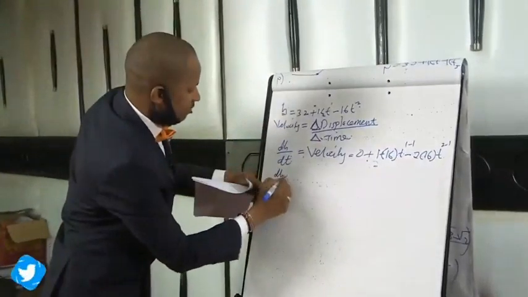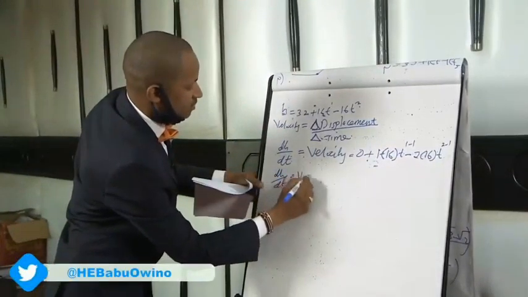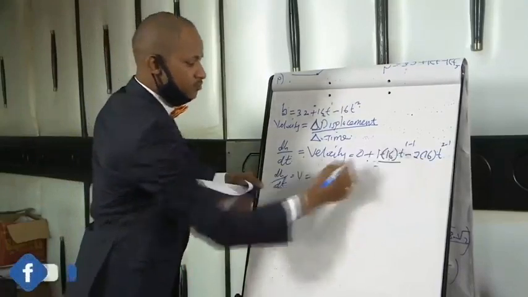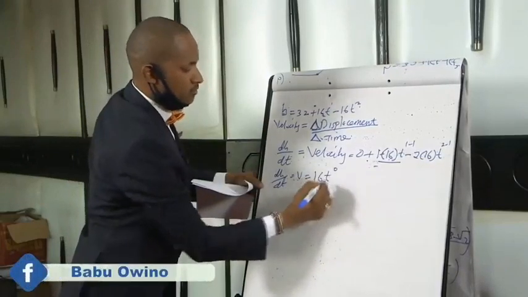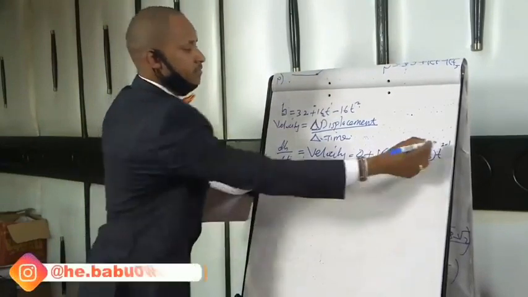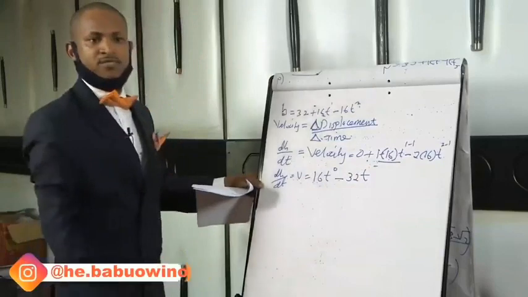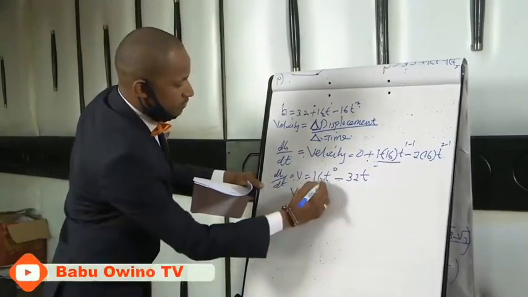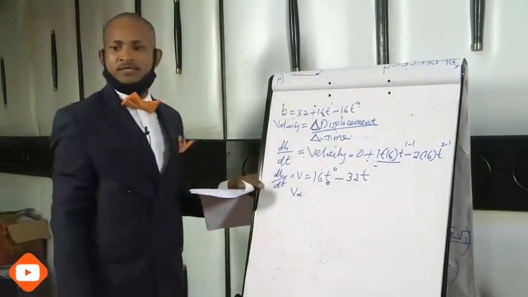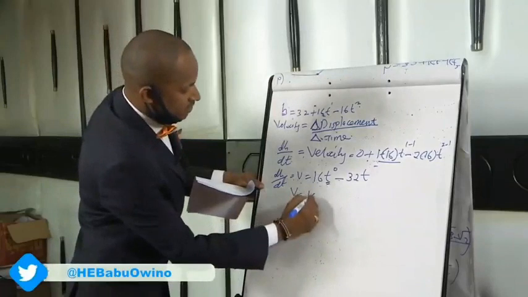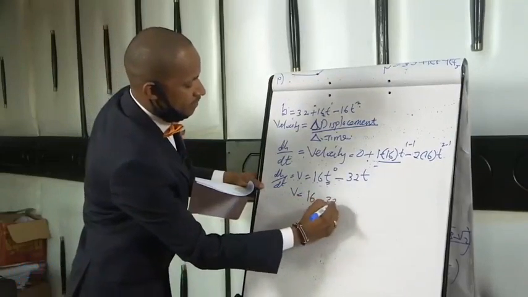Now dh/dt, which is our velocity, equals 16t raised to power 0 minus 32t raised to power 1, which is still the same as 32t. Any number or any letter raised to power 0 is 1, as I told you earlier. Therefore, velocity is 16 minus 32t.